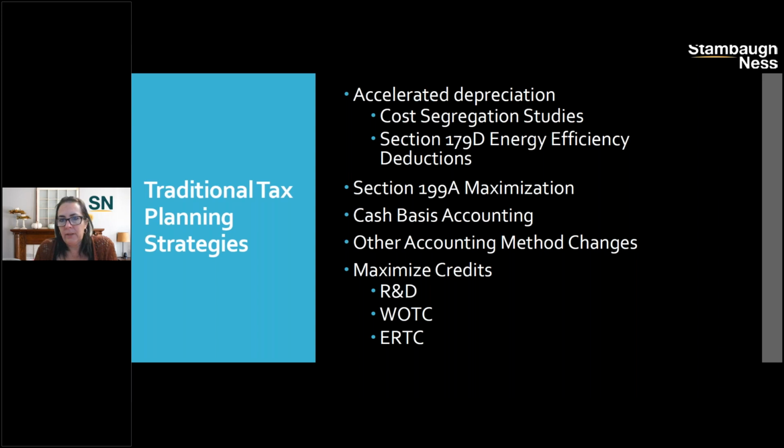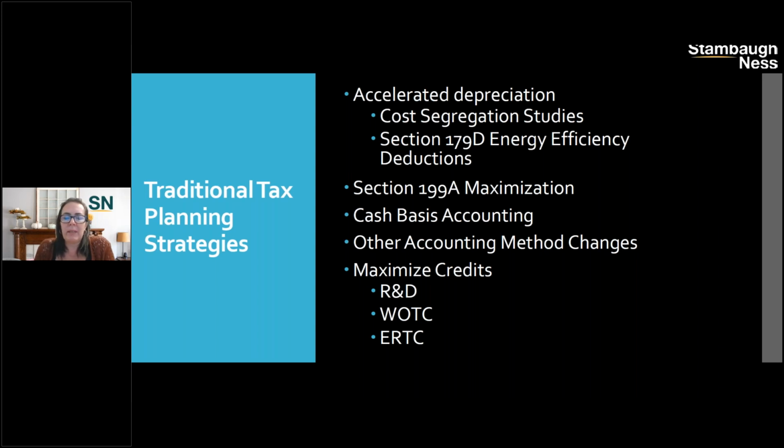Section 179D, energy efficiency deductions. Again, that's a deduction in the current year, if you qualify, if you're buying a building or you're performing work on a governmental agency and can get that certification letter. And both of these are things that, by all means, reach out to us and we'll be happy to talk more about those as well.